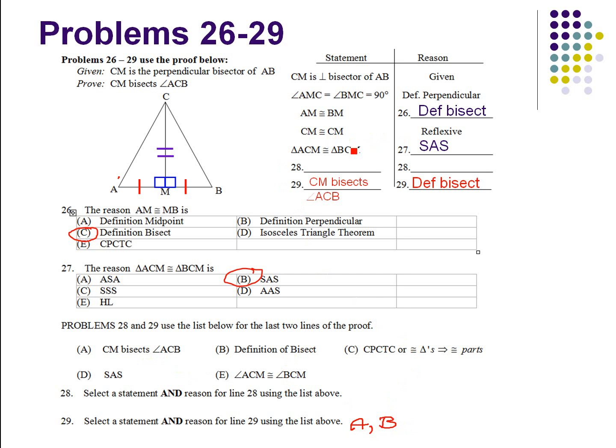Okay, now in order to get to that, I'm going to use my congruence and use corresponding parts of congruent triangles to finish off this part. So if I'm going to show that CM bisects this angle, I've got to show that this angle here is equal to this angle here. That comes from CPCTC, or congruent triangles gives you congruent parts. So the answer for 28 would have been C and E.